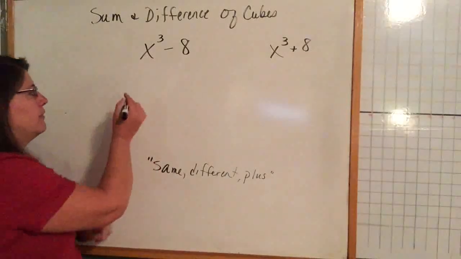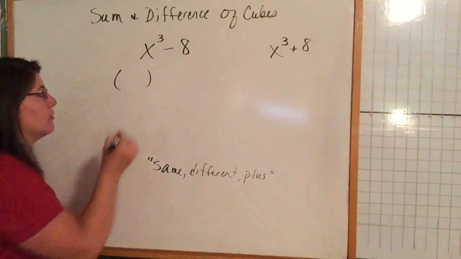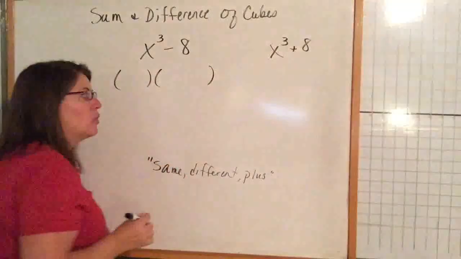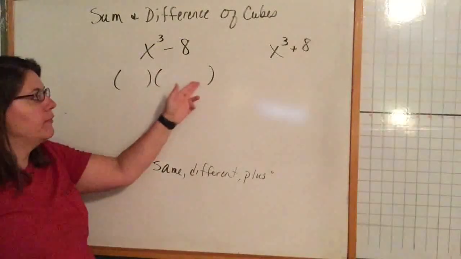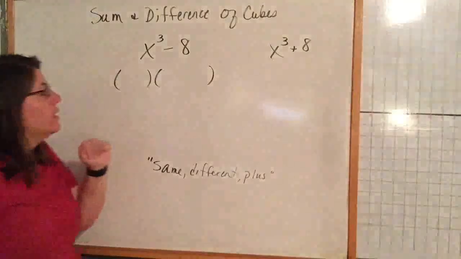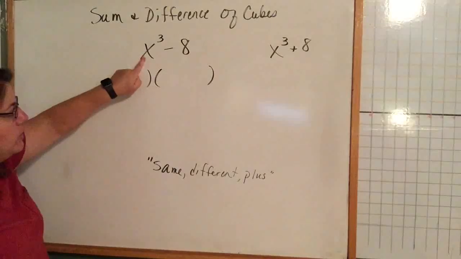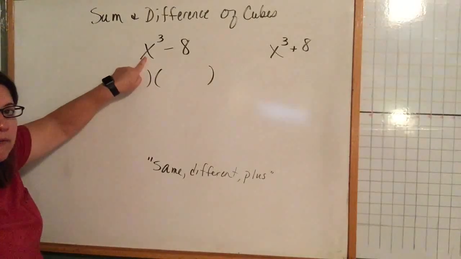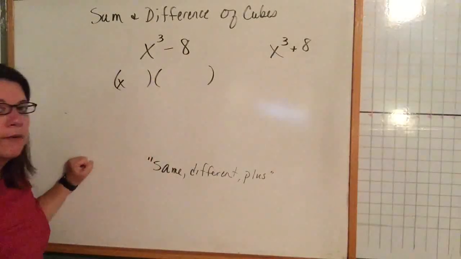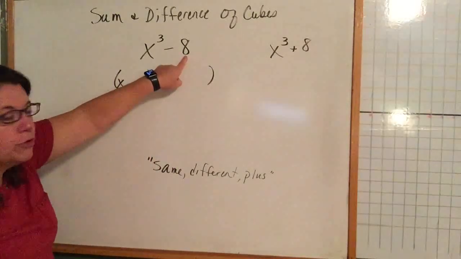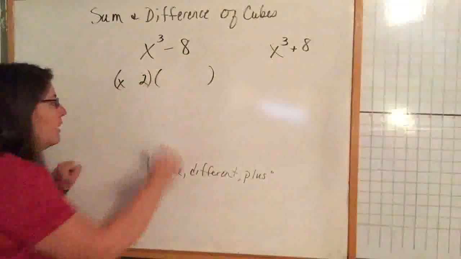When I factor difference of cubes, I'm going to have 2 sets of parentheses just like when I'm factoring trinomials. But my second parenthesis is going to have 3 terms instead of 2. Okay, so I need to make sure I have room for 3 terms here. To do the sum and difference of cubes, to factor them, what I do is I take the cube root of the variable. So the cube root of x cubed is x. That's what goes right there. I take the cube root of the number part, or the second part. That is 2. So I put a 2 right there.